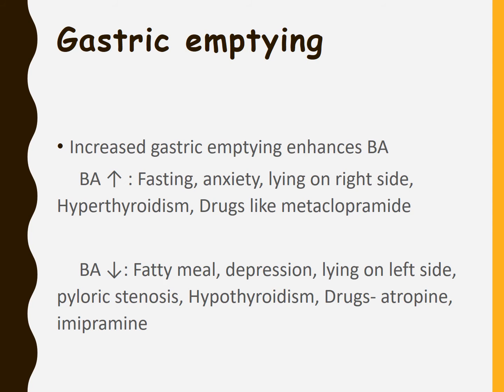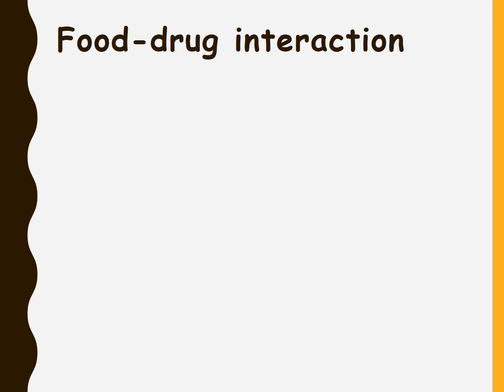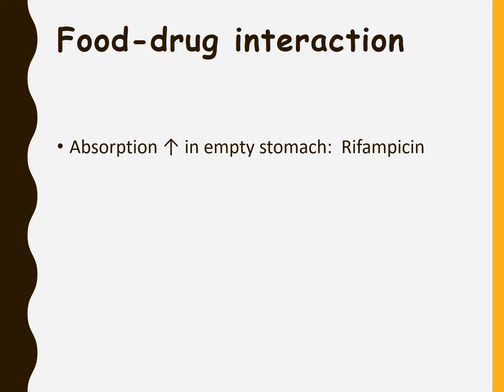Bioavailability will be decreased with fatty meals, depression, lying on the left side, pyloric stenosis, and hypothyroidism. Drugs like atropine and imipramine show this type of reaction. Some disease states: when we give a drug orally, it has to cross different regions. So if there is any disease like gastroenteritis, celiac disease, Crohn's disease, congestive heart failure, or liver failure, the absorption will be affected.